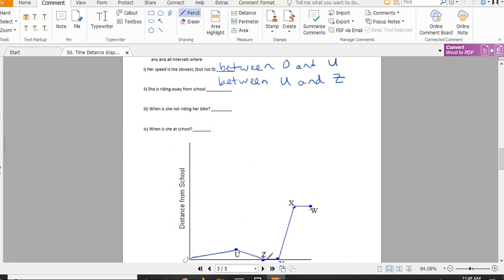When she's not riding her bike? Well, here she stayed at home for a bit, so clearly she's not moving, maybe using the washroom. So between Z and, I can't see what letter that is, Y. Also when she gets to school, between X and W. When is she at school? Well, I just answered that, X and W.